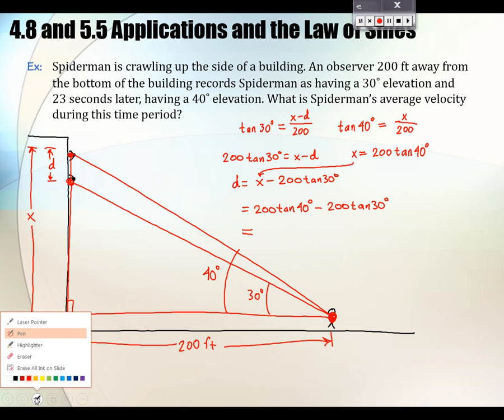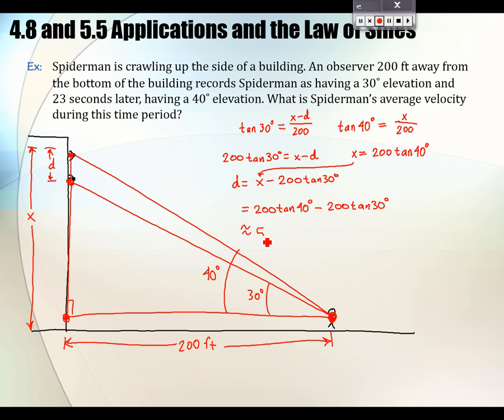So, what distance did you get for D? Anyone out there? 52.3 feet. All right, and then how do we compute the average velocity? Well, let's just assume that he was going at the same velocity. That's what average velocity means. He went that far in 23 seconds, so what's his average velocity?